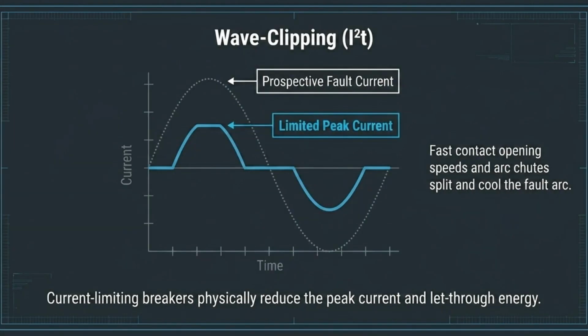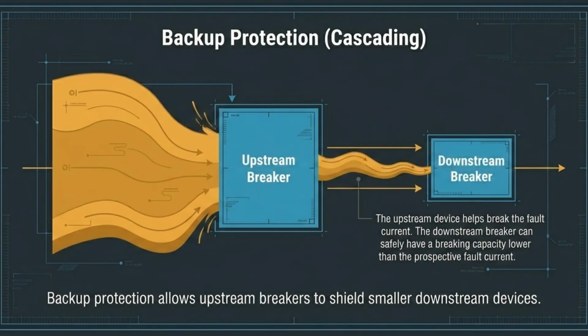Current-limiting breakers use wave clipping technology to reduce peak current. By utilizing fast contact opening speeds and arc chutes to cool the arc, these devices limit the total energy let through during a fault condition. Backup protection, or cascading, allows for a more efficient design. By using an upstream breaker to help clear a fault, downstream devices can safely be rated with a lower breaking capacity than the total prospective fault current.